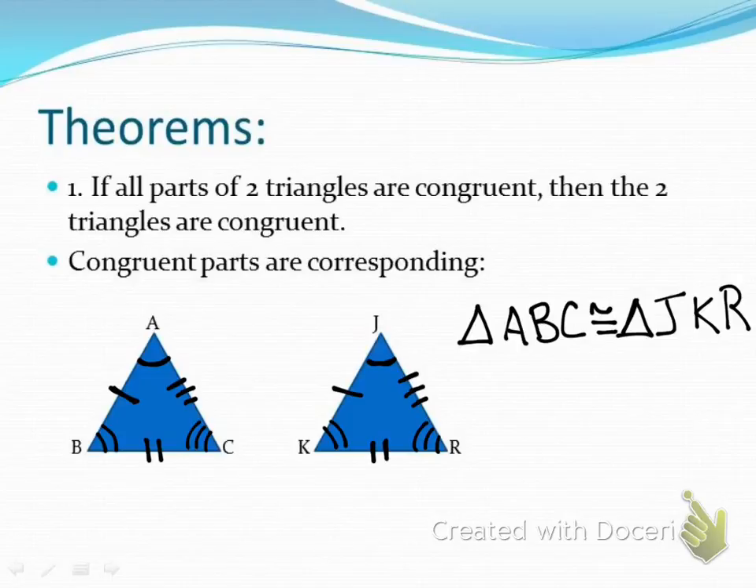So there are 2 ways to tell which parts are corresponding. You can just go by the picture if it's labeled, or you can go by the position in the directions. Usually this part is given to you in the directions. So you know that A goes with J because they are in the same position. B and K, C and R. Alright, so that's just a little bit about corresponding parts of congruent triangles. Any questions?